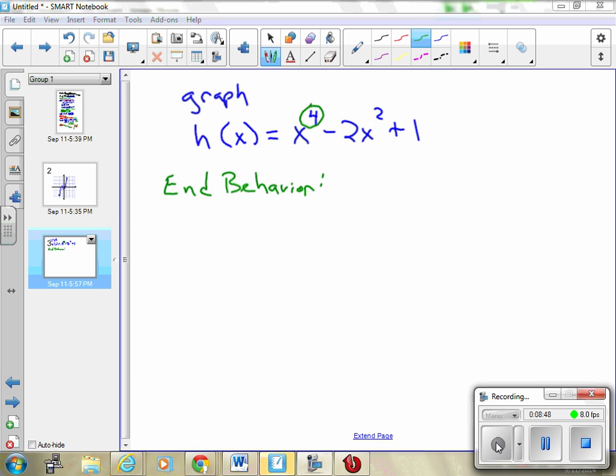Now this one here, the degree is 4. That's even, so we know this is going to behave much like the y equals x squared graph. And we have a positive coefficient in front of there, a positive 1. So I know that this is going to rise to the left, and it's going to rise to the right. Second step, after we find that, we're going to find our x-intercepts.